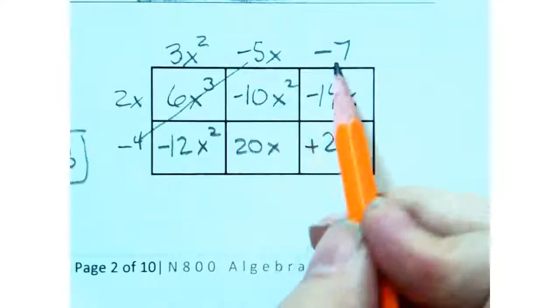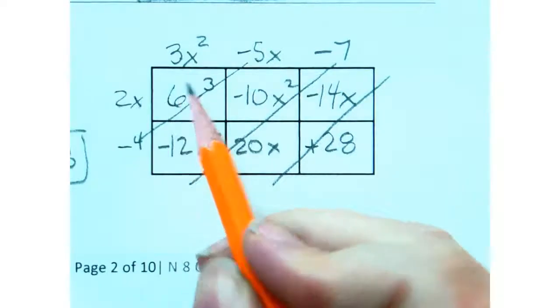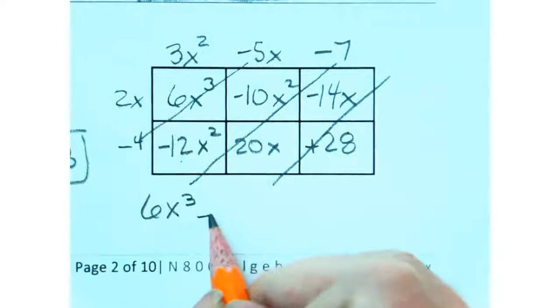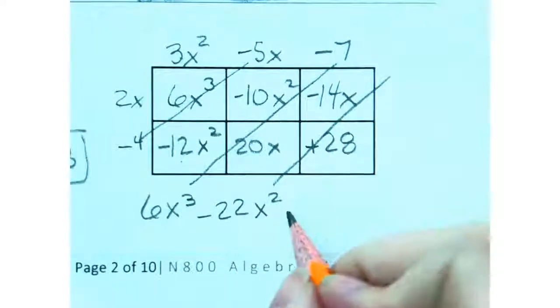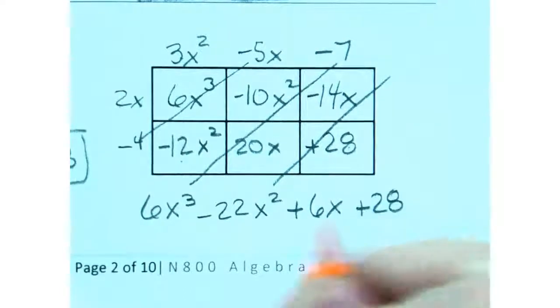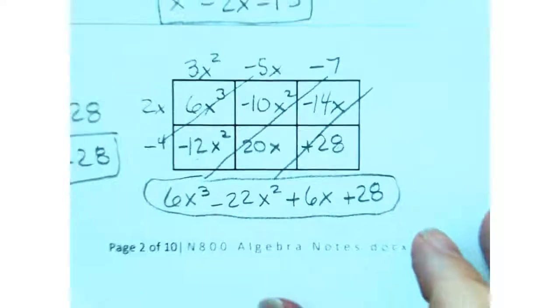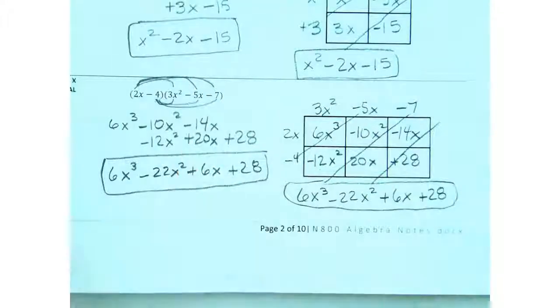Now draw diagonals to add your like terms. 6x cubed, negative 12 and negative 10 are negative 22x squared. 20 and negative 14, positive 6x plus 28. You get the exact same answer with a different method. You can use either method, they're both correct.